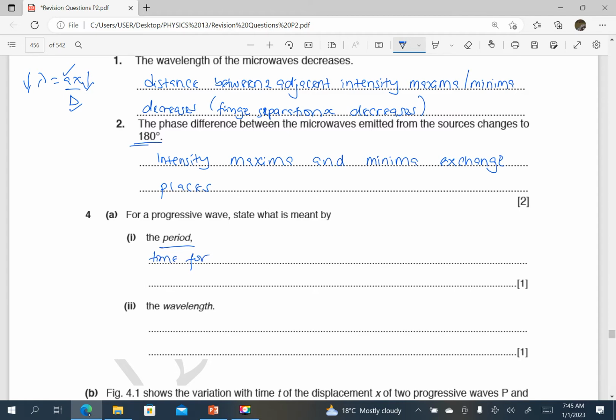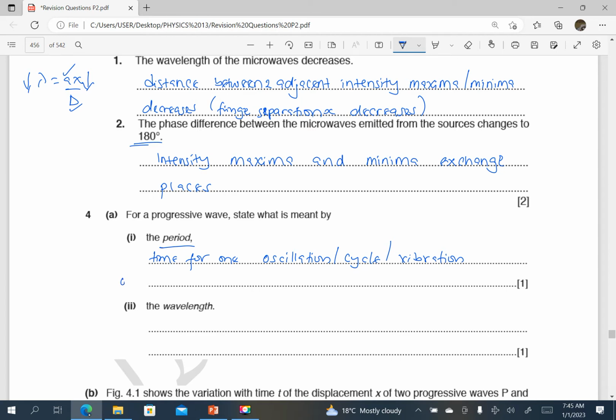Time for one oscillation, time for one cycle, time for one vibration, that is period. You don't say all these, you just choose one, time for one complete cycle.